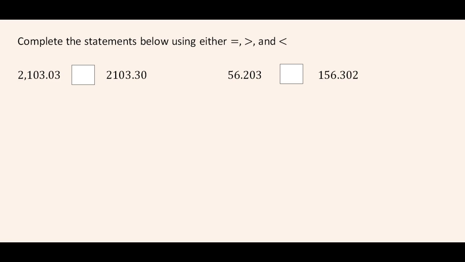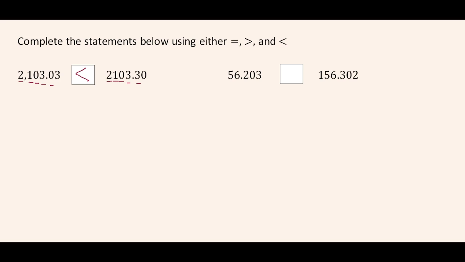So let's start from here. We have 4 digits before the decimal and 2 digits after the decimal in both cases, so we don't have to append zeros anywhere. So we have 2 here, 1 for both of them, 0 for both of them, 3 for both of them, and then we have 0 after the decimal, but we have 3 after the decimal. So my alligator's mouth is going to open toward the larger number.